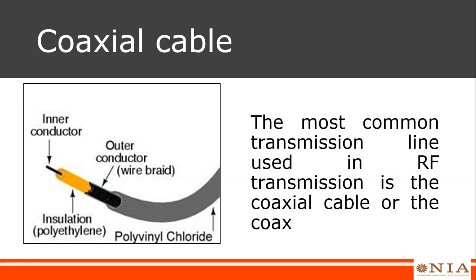Okay, one of the best examples of a transmission line is the coaxial cable. All of you might have seen this coaxial cable in your cable TV, right? A coaxial cable has an inner conductor and an outer conductor. In between the inner and outer conductor there is an insulation. Here they are using polyethylene, Teflon. Many things are used for coaxial insulation. The most common transmission line used in RF transmission is the coaxial cable, also called coax.